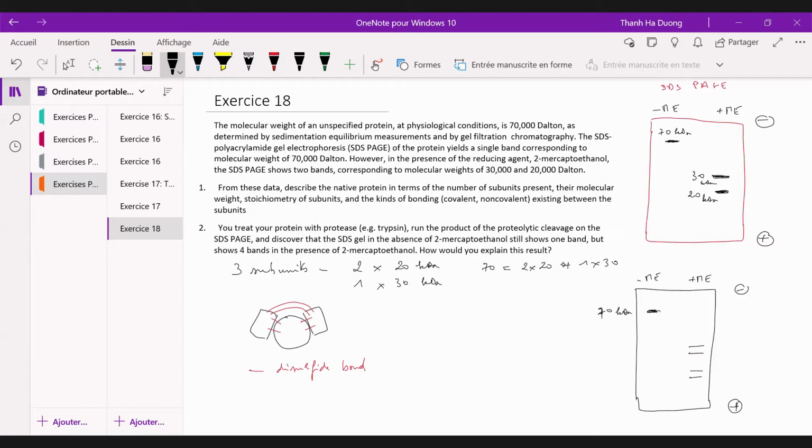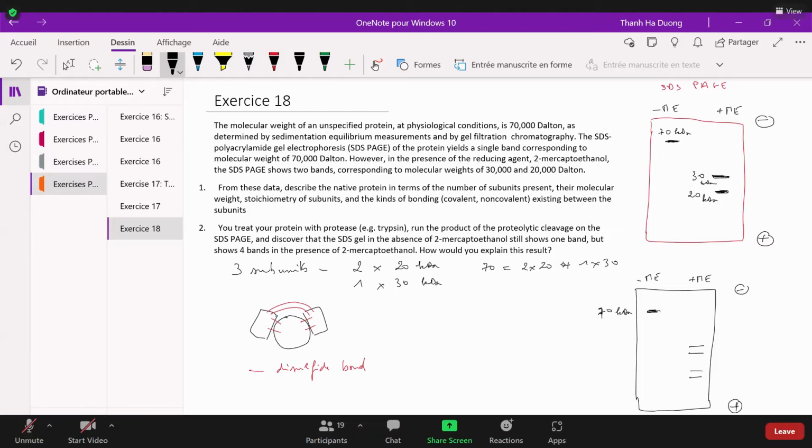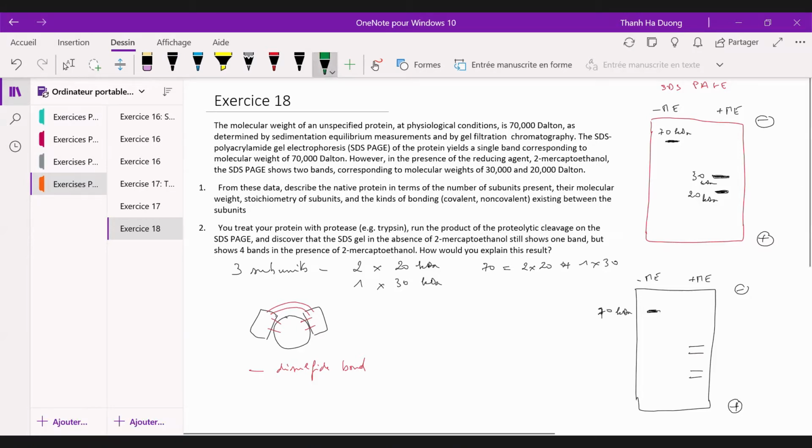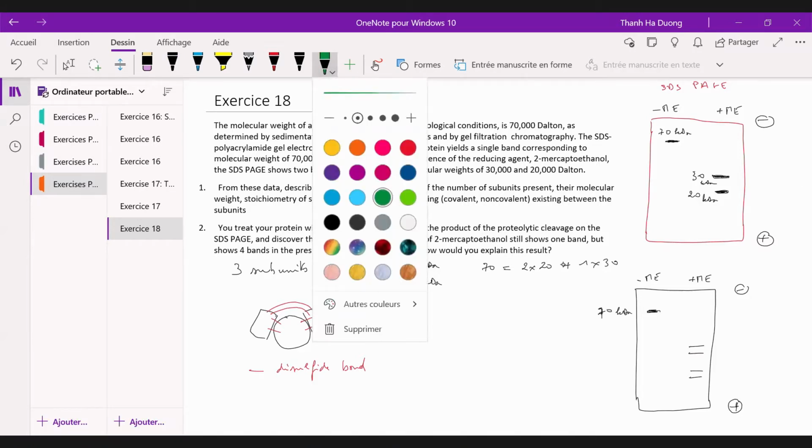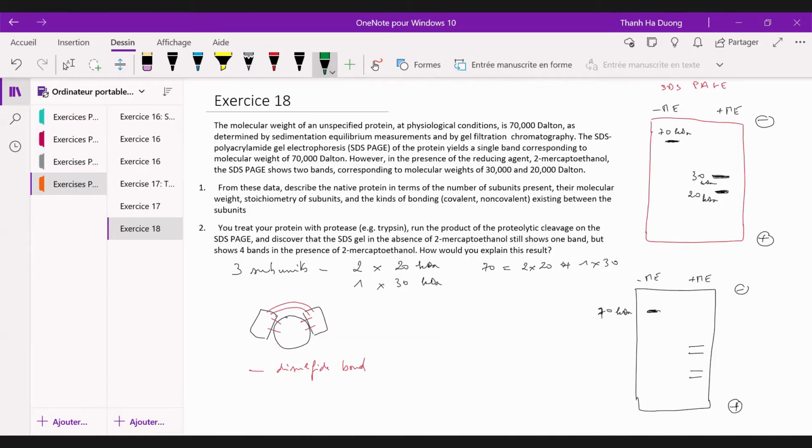I think that the cleavage sites are located in between the sites of the bonding. So if you use SDS-PAGE, you only see one band, but with mercaptoethanol you cut the disulfide bond, so you also show these pieces of the trypsin digestion.